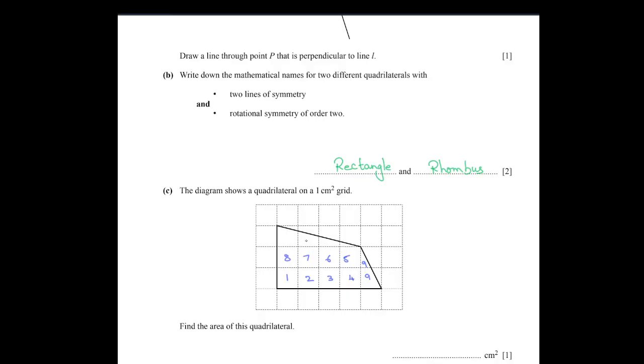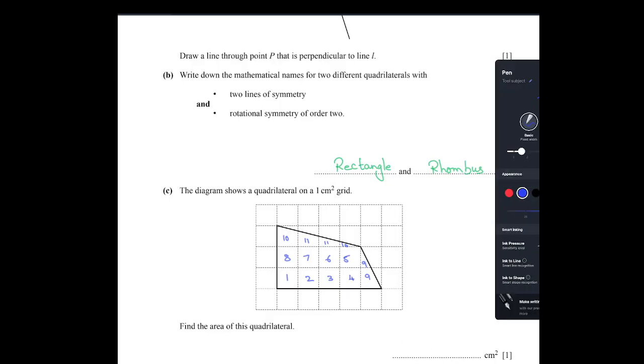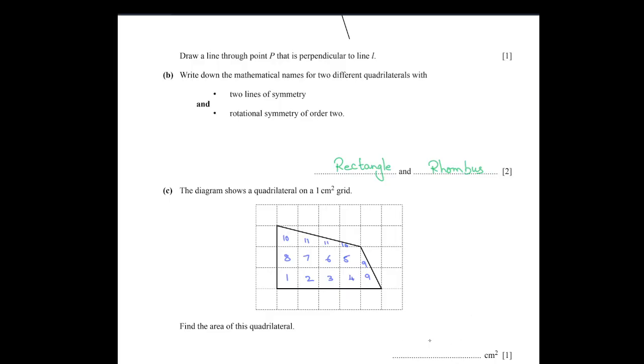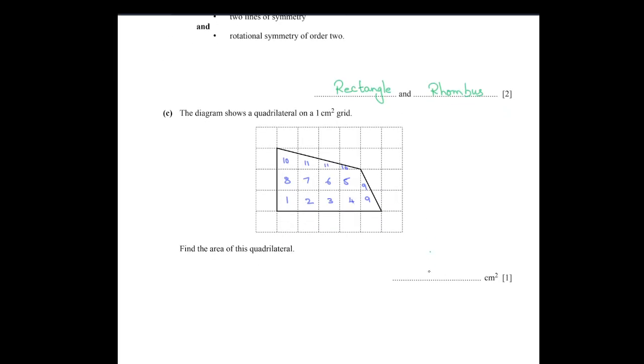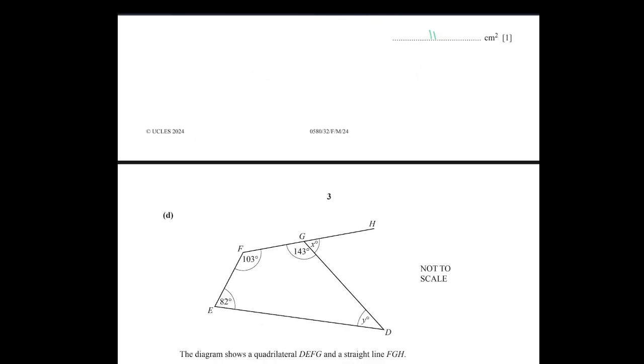Then we can take 1, 2, 3, 4, because this is completely making one complete square. This and this make one complete square, 10, and this 11 will make one more square. So altogether how many squares do we have here? 11. So what is the answer for the area here? It's 11 centimeter square. 11 centimeter square is the answer. Question number C is done.